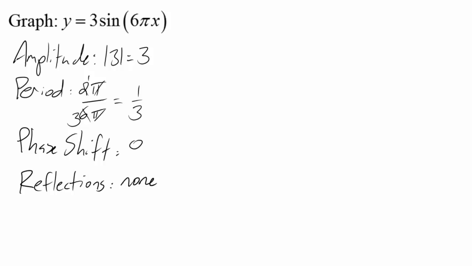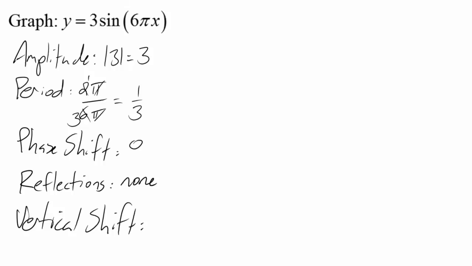Now, the next item that we're going to look at is seeing if we have any vertical shifts. The vertical shifts are going to be added or subtracted, so that's very similar to what we were looking at when we were talking about phase shifts. But the vertical shifts are going to happen strictly outside of the parentheses of the function. In fact, it'll be separate from the function entirely. And since there's nothing added or subtracted after this 3 sine of 6 pi x, that tells us that we've got nothing else that we need to worry about.